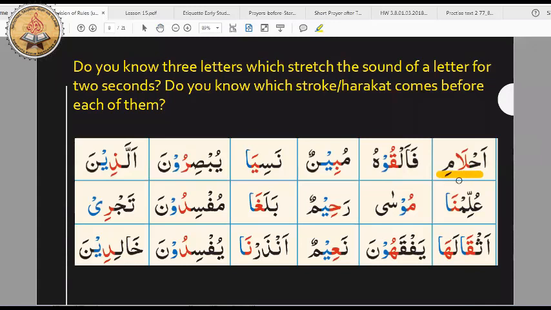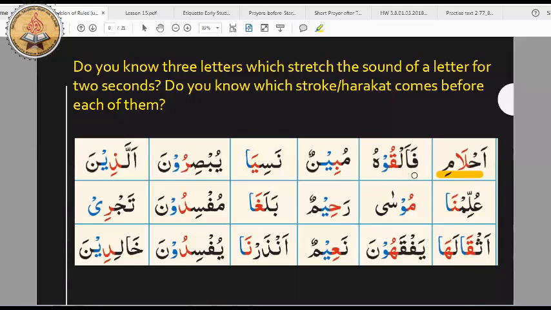Ahlami. Beautiful. Once more. Ahlami. Beautiful. Was done really nicely. I could hear that you're joining it to the ha, which is really good. La, which was done for 2 seconds because there is an alif madda there. And mi, which was a nice short 1 second sound. So that was really good. Next one.